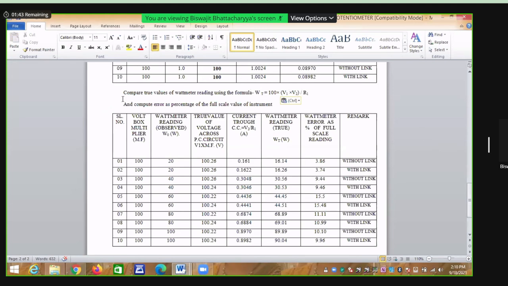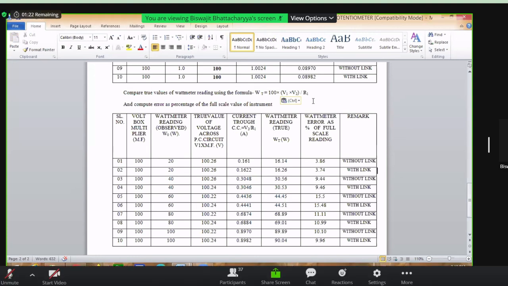But don't use the term compare or compute, no, because you are not instructing anybody to do. You simply write what we are reading, W equal to this. That's all. Don't write compare, compute, illustrate, describe, because you are not instructing anybody.